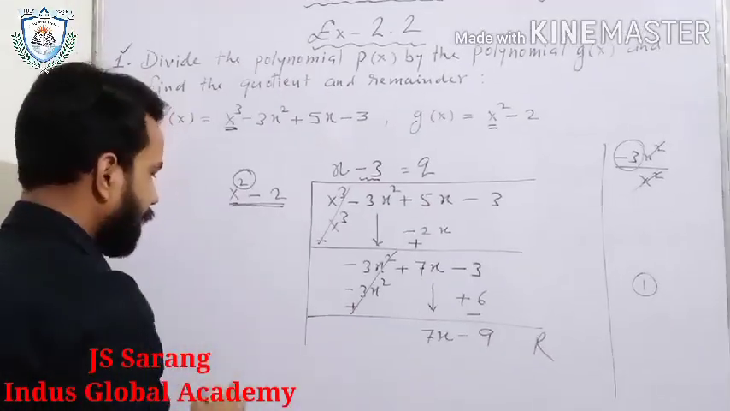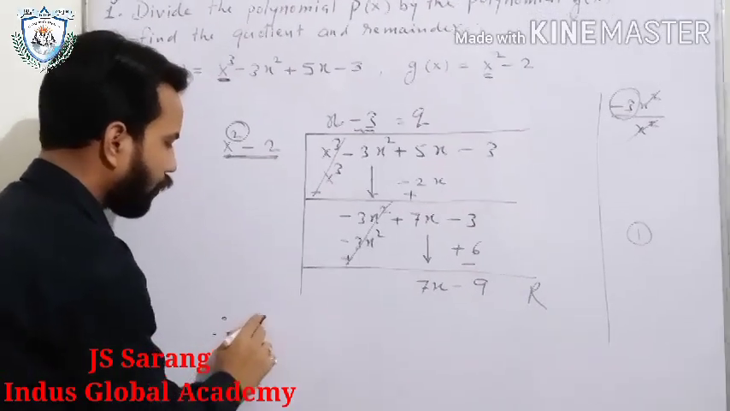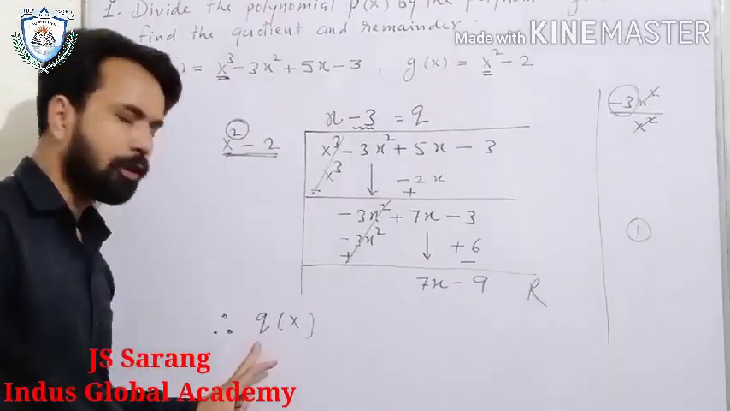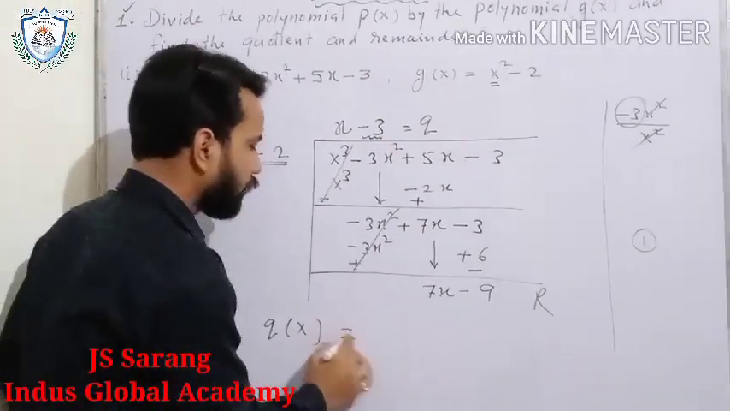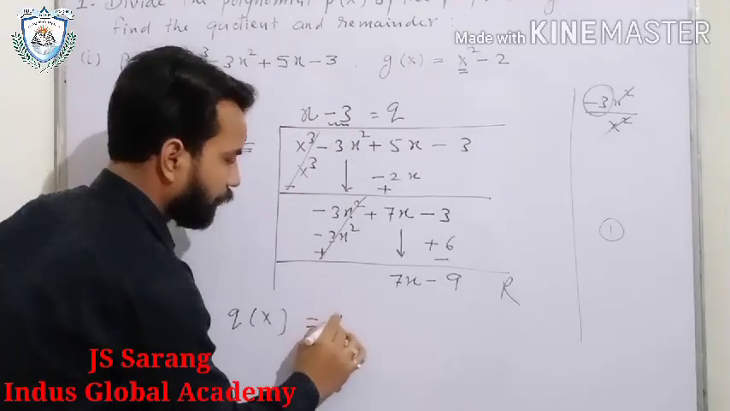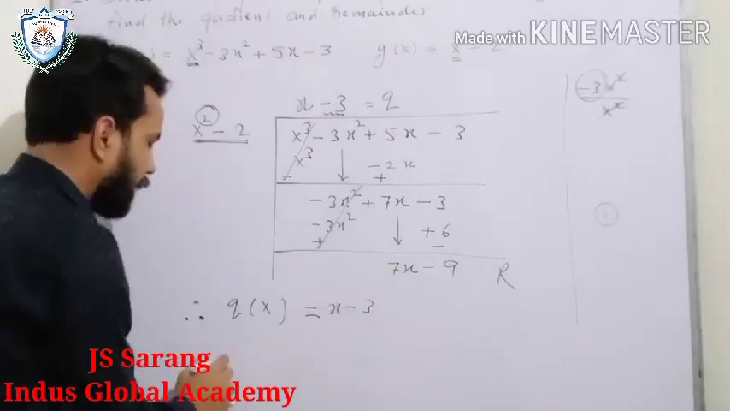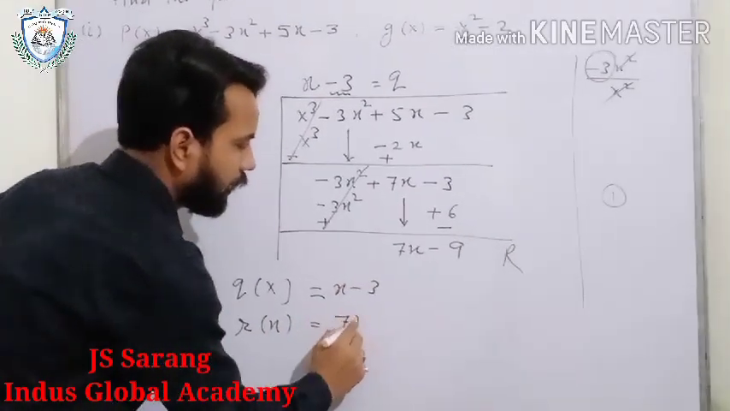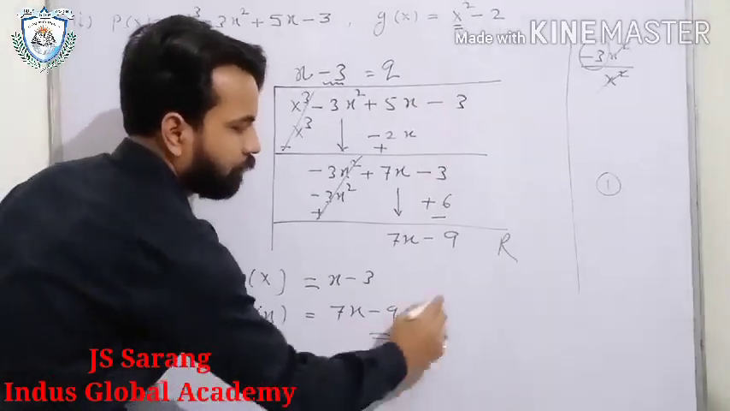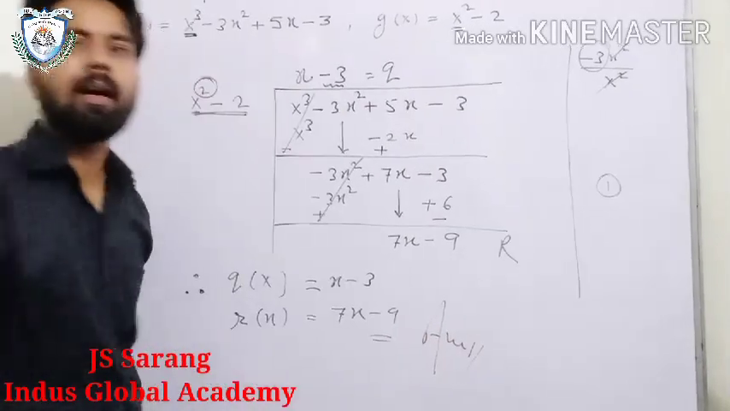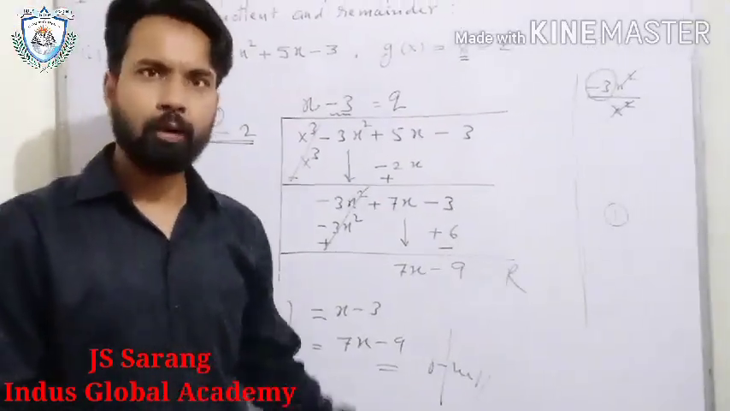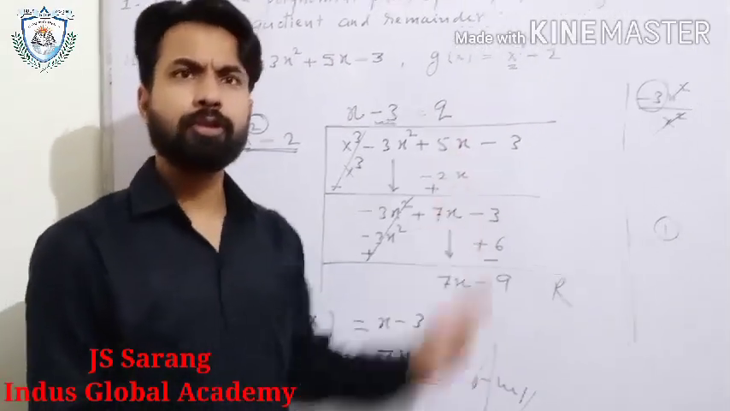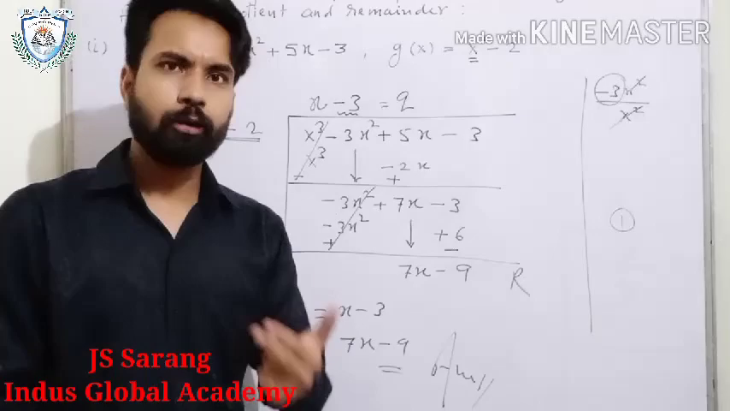Understood? So at last we have to write the quotient of x, q(x). Quotient is always represented as q of x. This is equal to x minus 3. And the remainder is denoted as r of x and its value is 7x minus 9. So this is our final answer. Understood? Hope you are getting this. Okay, the remaining part of this question you will have to try at home. Understood?